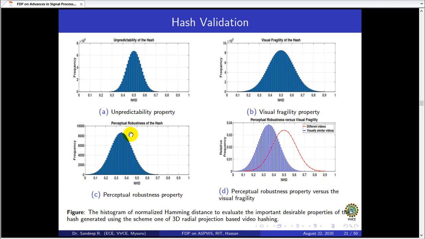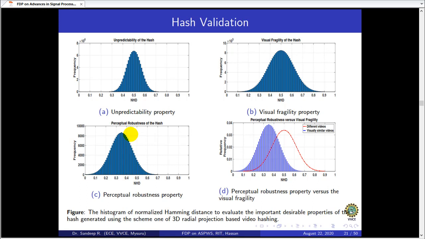Now suppose I have a video. I will use 1000 different keys to generate the hash vector. So for a single video, since there are 1000 different keys, how many hashes have I generated? 1000 different hashes. Now I'll try to measure the normalized Hamming distance between each of them. If you remember the property, even though the video is the same, since the key used is different, the hashes should also be different, and hence the normalized Hamming distance between each of them should on average be around 0.5. Now I repeat the same process for the remaining videos in the database.